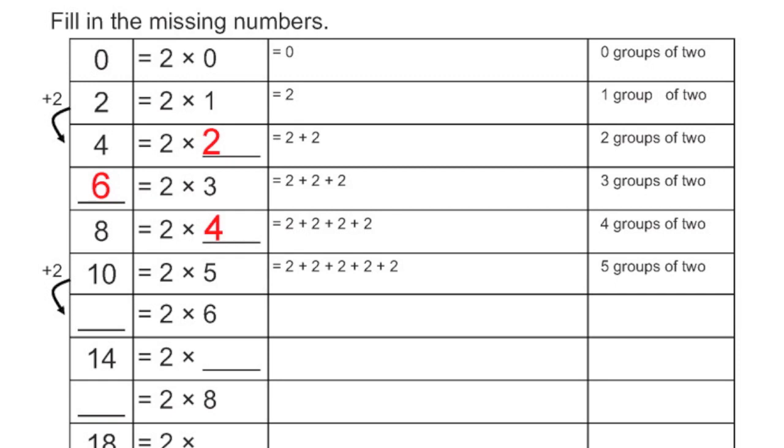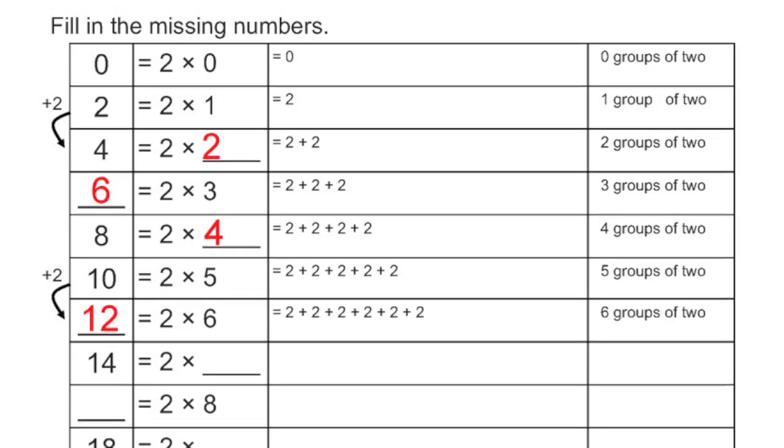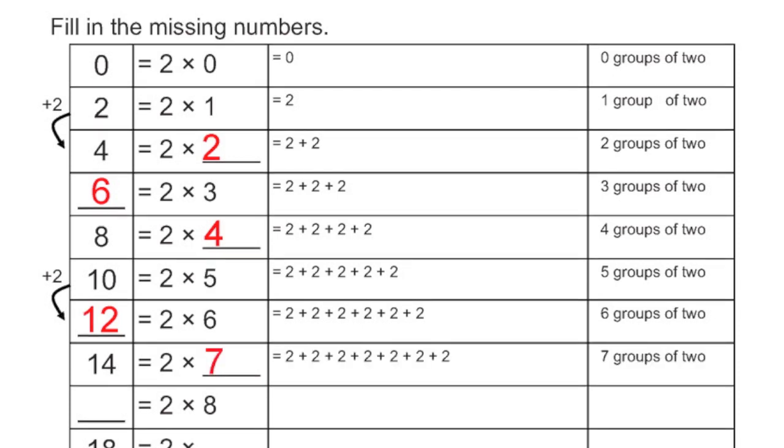This pattern is going to go all the way down. 10 is equal to 2 times 5, so you're going to have 5 2s and 5 groups of 2. Following this pattern, what's 2 more than 10? It's 12, so 12 is equal to 2 times 6, so you see 6 2s and 6 groups of 2. 14 is equal to 2 times 7, so you're going to have 7 2s in the middle there, or 7 groups of 2. I'm going to skip down a little bit more.